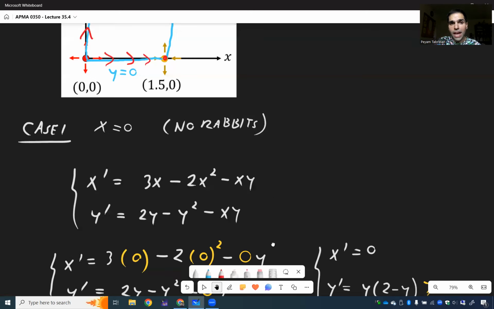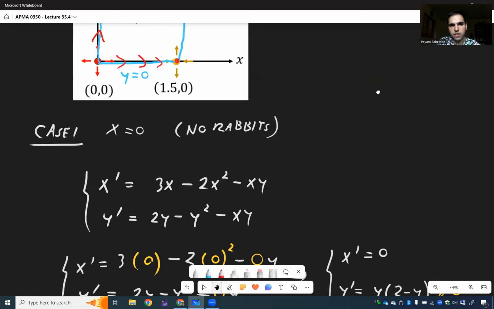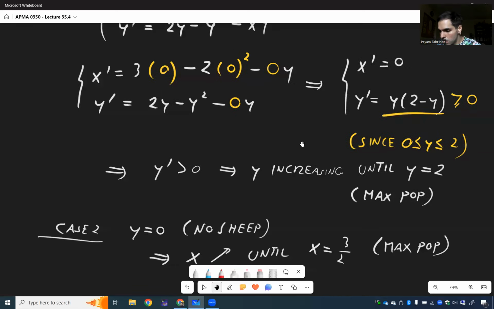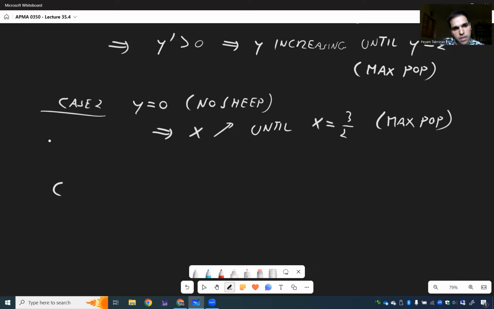So there's those two axes, and then the last ones we want to talk about are y equals 2 and x equals 3/2. So here, x equals 3/2. So what happens if the rabbits are at the max population, and what happens when the sheep are at the max population? So case 2. Case 3 in this case.